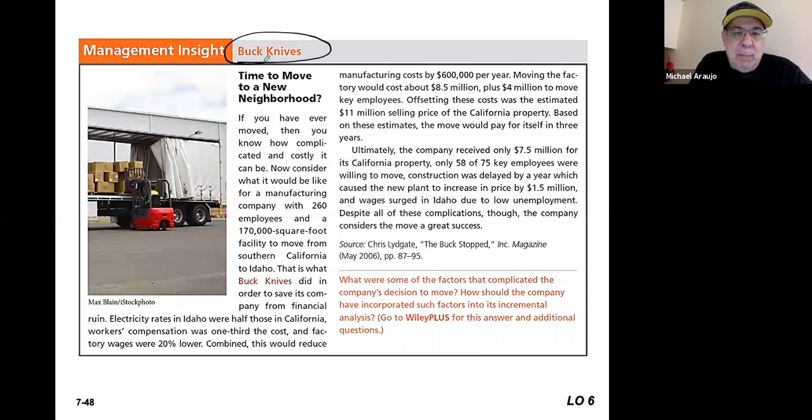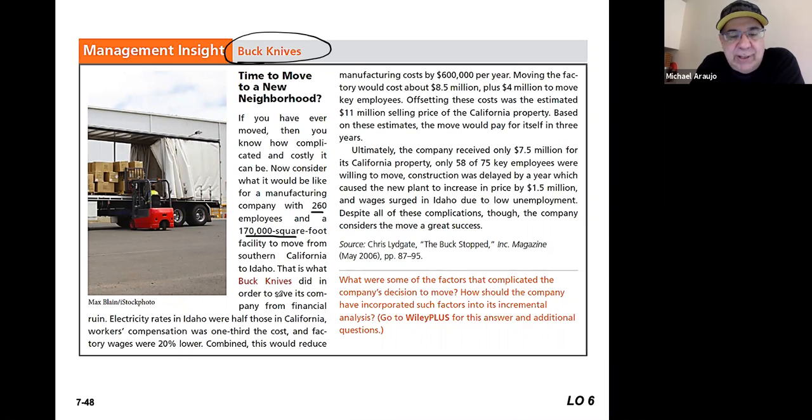There's a company called Buck Knives. I don't know if you've heard about Buck Knives or not. They're a pretty sharp company. Ooh, a cut above, I don't know. But anyway, they basically looked at and did an incremental analysis whether they should actually move out of California to Idaho. They had 260 employees and they had a 170,000 square foot facility.